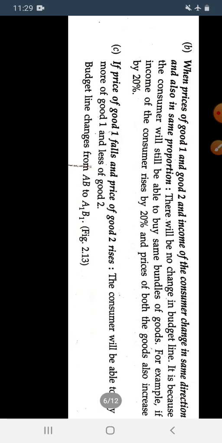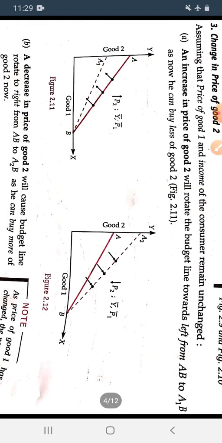Now, the changes in the budget line when more than one determinant changes. Okay, now the next condition is, wait a minute.